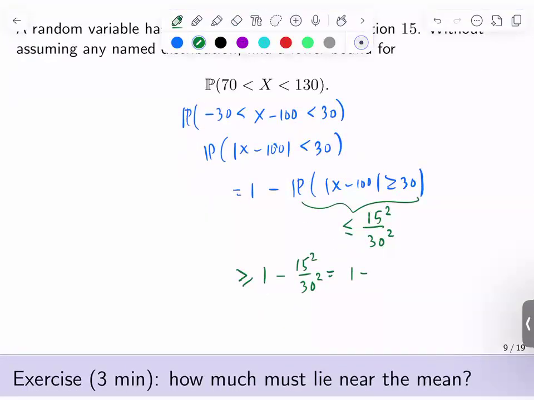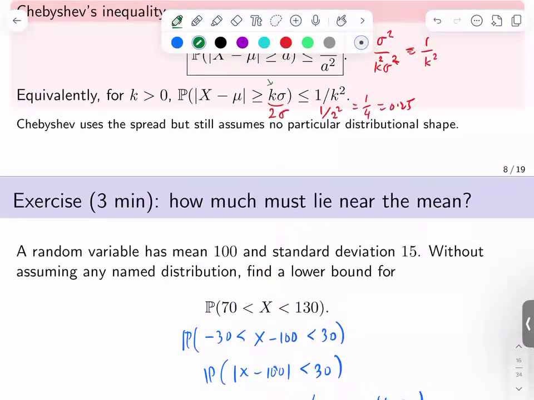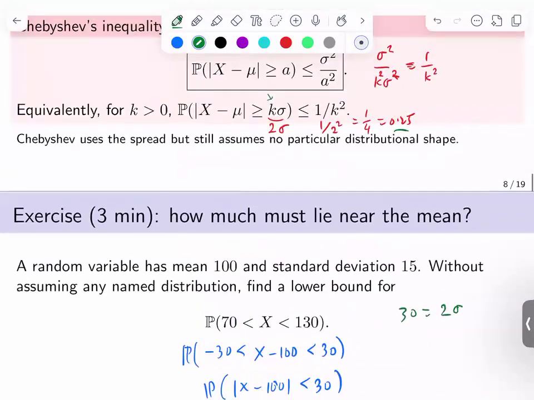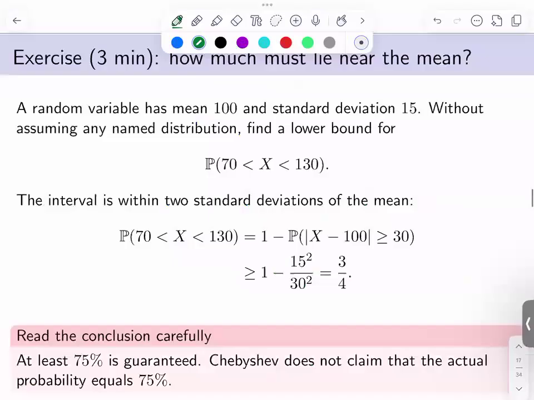It shouldn't be negative, hopefully. So you get 15 squared divided by 30 squared. You get 1 minus 1 over 2 squared, which is 0.75. Or you could have just used this version. Right, so 30 is 2 times the standard deviation. So you really get 75%.